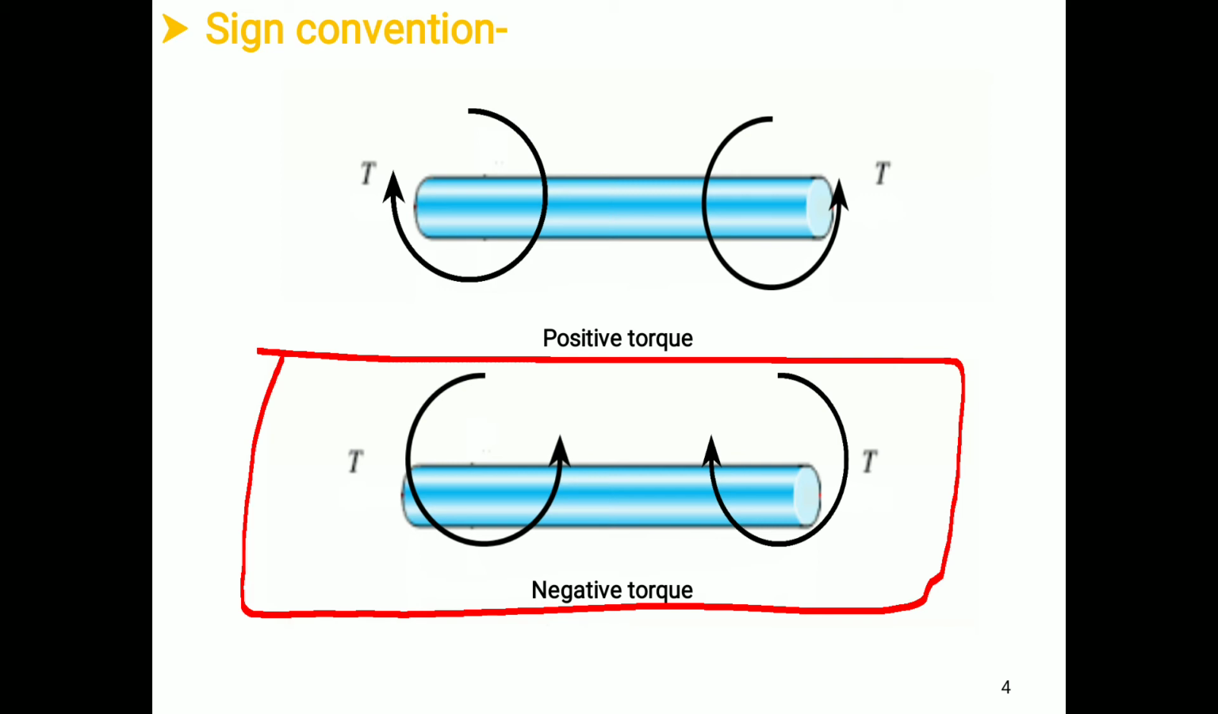It means that this end is subjected to clockwise moment and this end is subjected to anti-clockwise moment, or we can say a torque. So this is a negative torque.